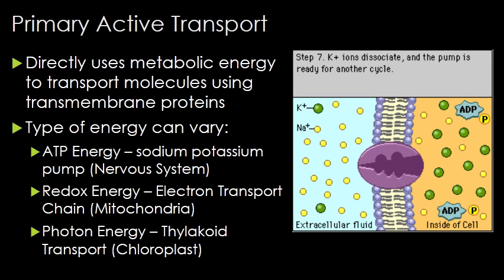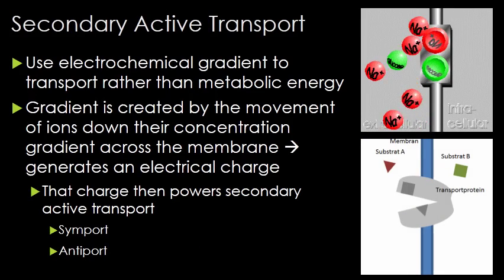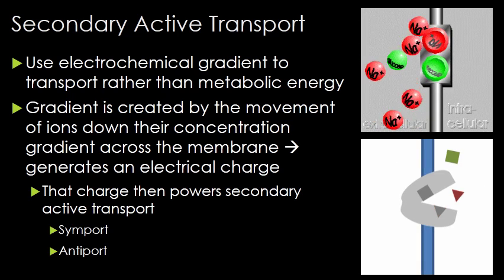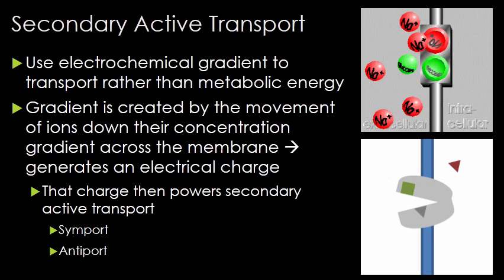There's also redox energy, like you'd see in the electron transport chain in mitochondria, and photon energy, like you see in thylakoid transport in the chloroplast. So in primary active transport, the major differences here are the type of energy. In primary active transport, you use energy directly to make transfer happen. But secondary active transport is a bit different.